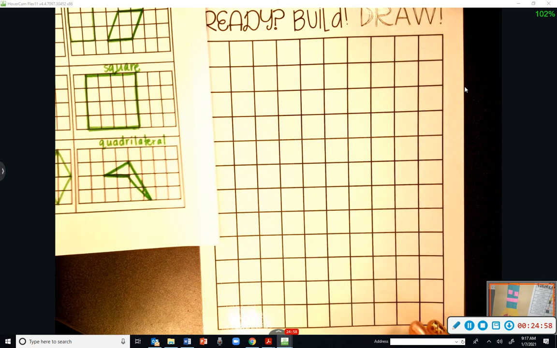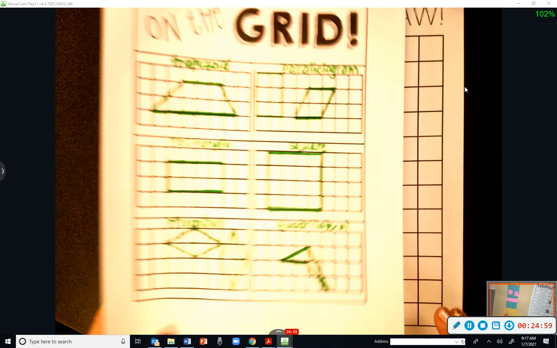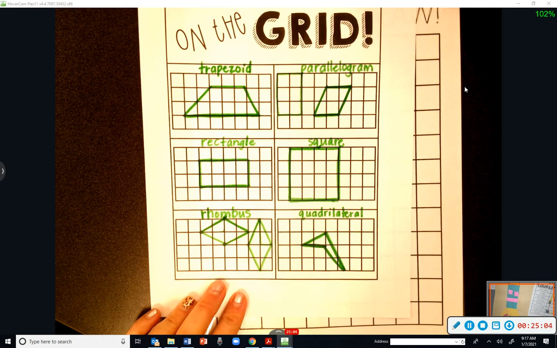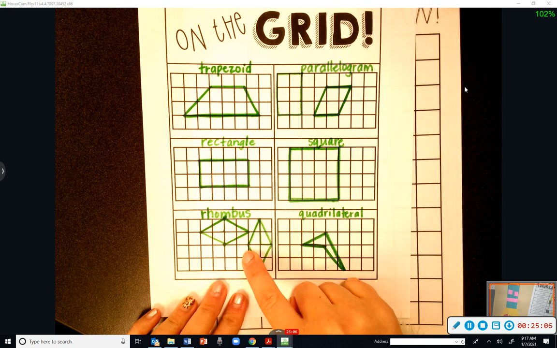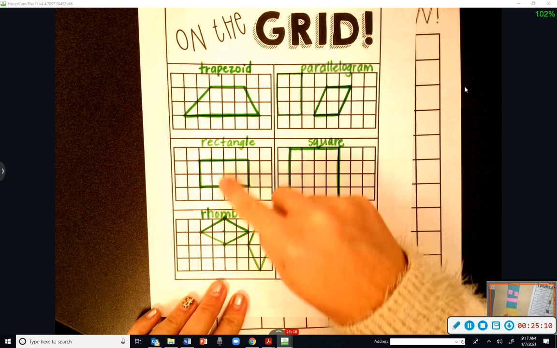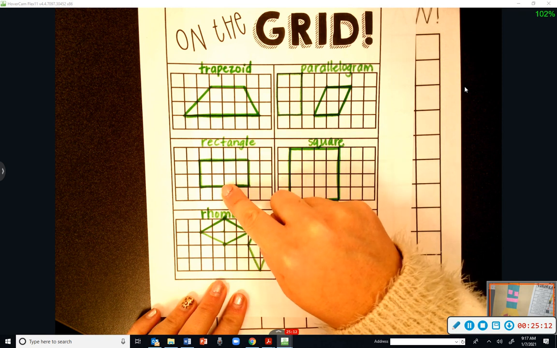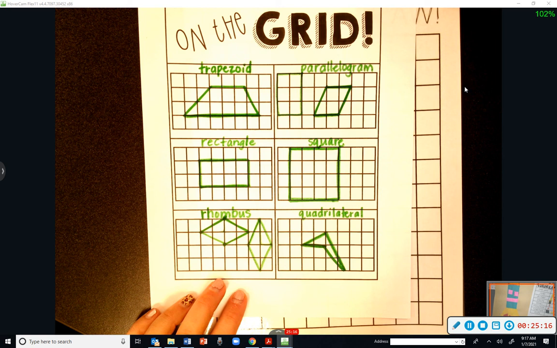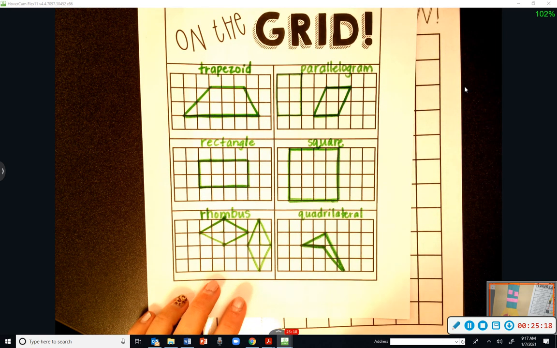Make sure you're using those rules in your chart. If it's a square, those sides better be equal. If it's a rhombus, the sides better be equal. Rectangle, the opposite sides have to be equal. Okay? Are there any questions before you start?